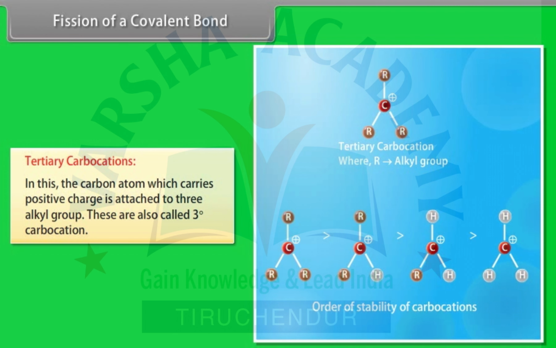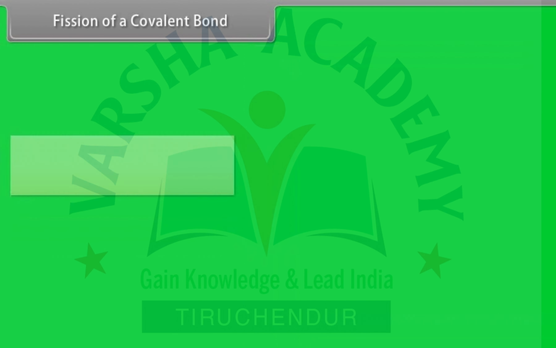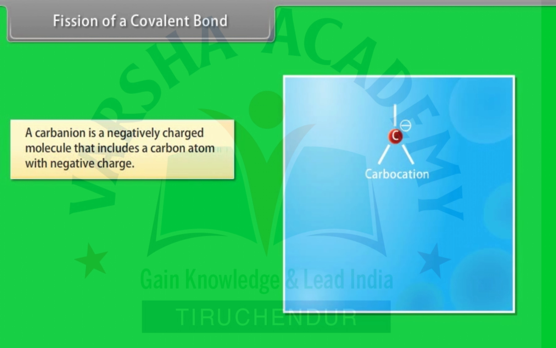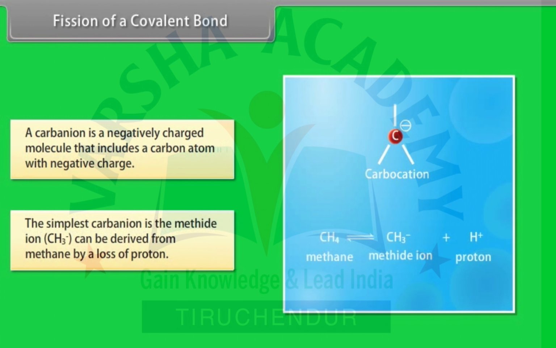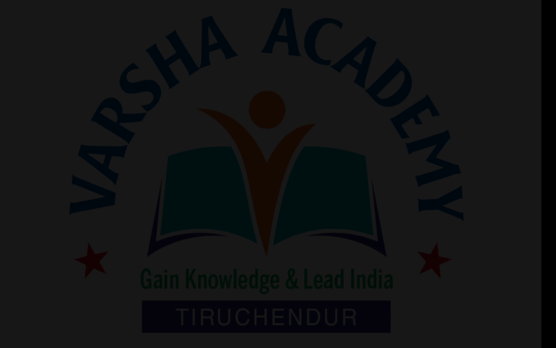Order of stability of carbocations is shown. A carbanion is a negatively charged molecule that has a carbon atom with negative charge. The simplest carbanion is the methide ion, which can be derived from methane by a loss of proton.